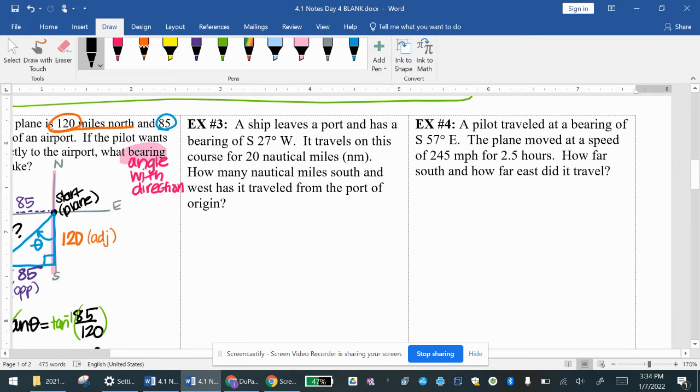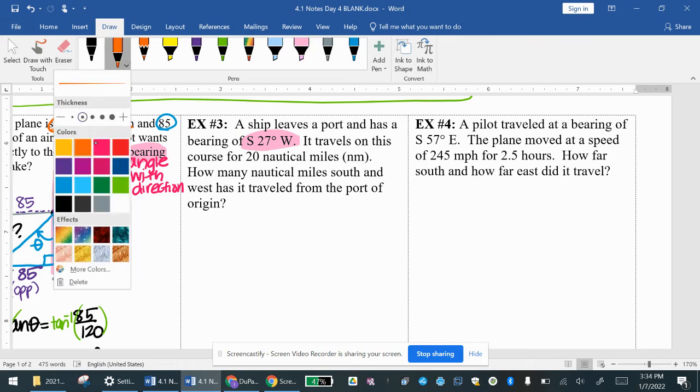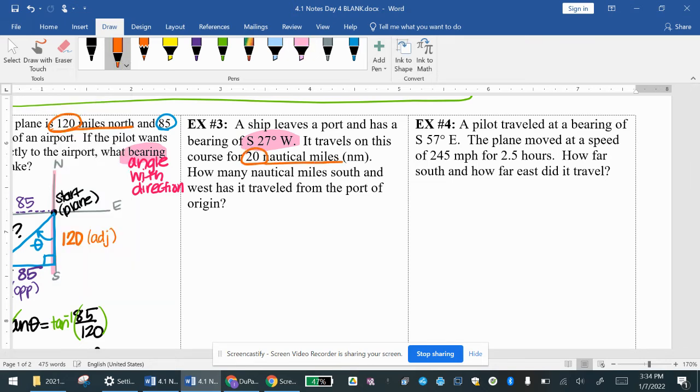A ship leaves a port at a bearing of south, so here's your bearing, south 27 degrees west. It travels on that course for 20 nautical miles. So that's distance. It's really important for you guys to understand that miles is distance. Now, the reason they call it nautical miles is because traveling in a vehicle on land is a little bit different than traveling on water. So instead of just saying miles, you say nautical miles. Nautical has to do with like water, traveling on water. How many nautical miles south and west has it traveled from the port of origin?